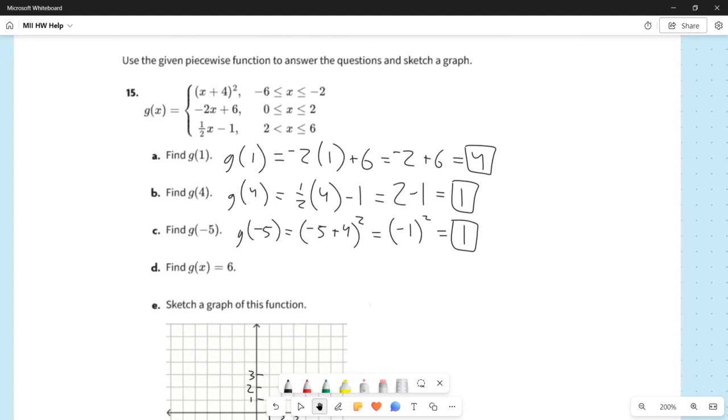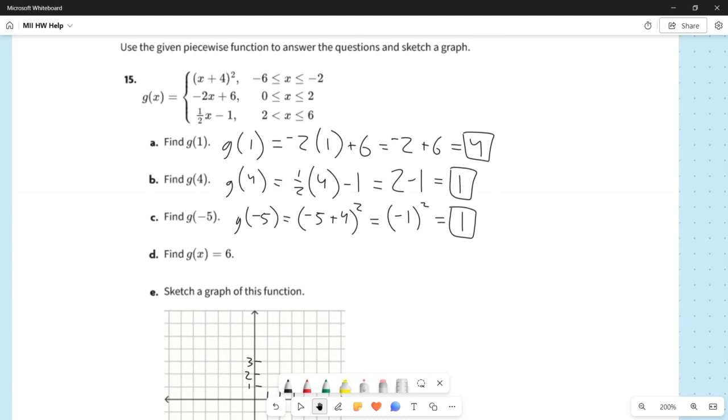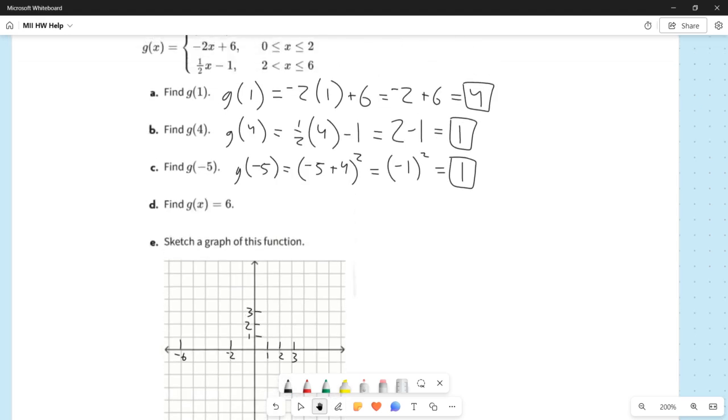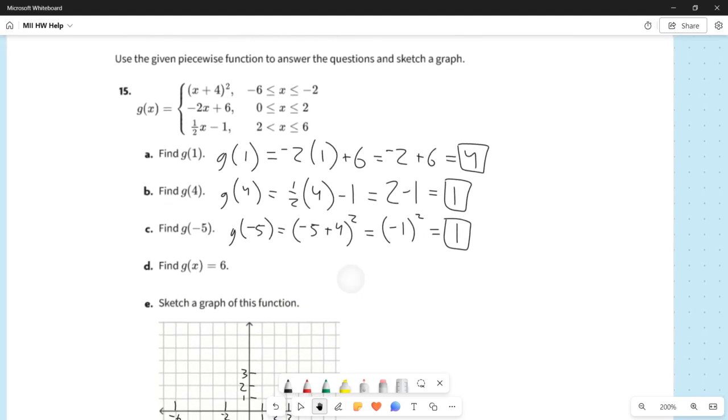The way that we can graph this is we're just going to take each piece and graph that piece over the domain of that piece, so the possible x values. The first piece, which again is (x + 4) squared, is going to be our graph when x is going from -6 to -2. So -6 is 2, 3, 4, 5, 6. -6 is right there, and -2 is right there. Between those two x values, we want to graph (x + 4) squared.